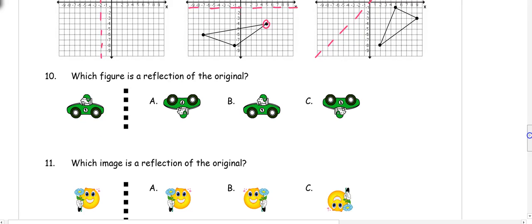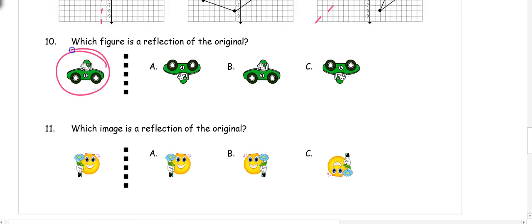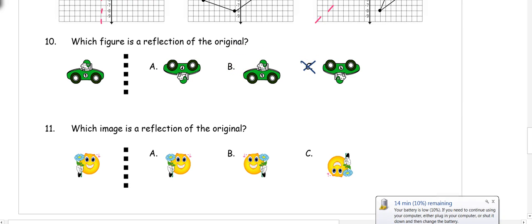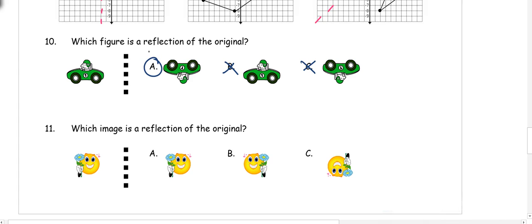Number 10, which figure is a reflection of the original? This is the original, and the line is just separating our reflection. So we either have to think about the guy flipping up or down, or left and right. If the nose is facing to the left, it can't be C, because if we flip up and down, the nose would be facing the wrong direction. B is still the original image. A is the reflection because he's facing to the left driving, he's just now upside down with my reflection.